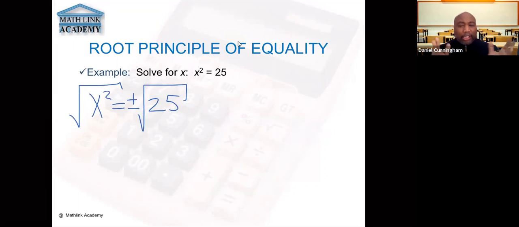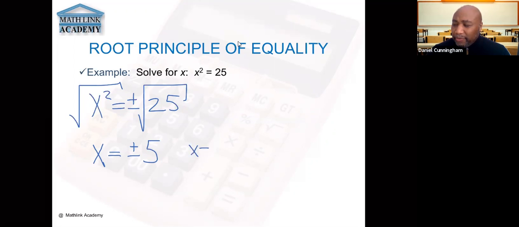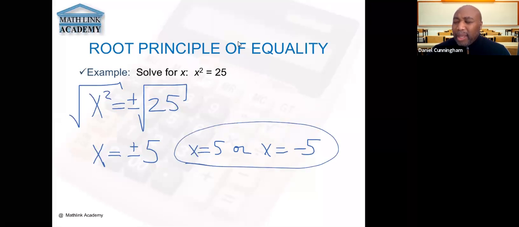A lot of students will just say, I just take the square root on both sides and get the answer. No, it's plus or minus. You'll see why in a second. So the square root of x squared would just be x by itself, equal to the square root of 25, which is 5. So this would be plus or minus 5. Now check your answer. We've got two answers: x is equal to 5 or x is equal to negative 5. That's another way of saying that answer. I normally write it like this, but if you want to write it like that, you can too.